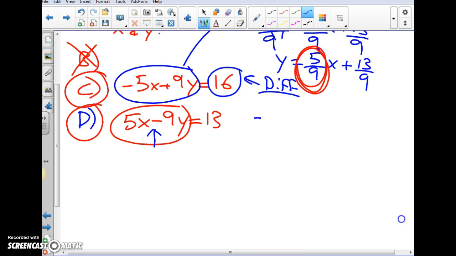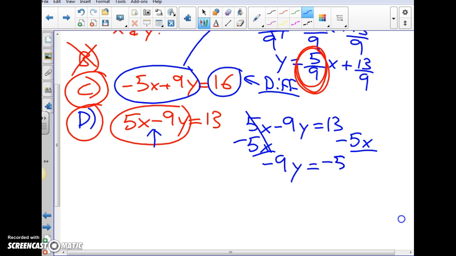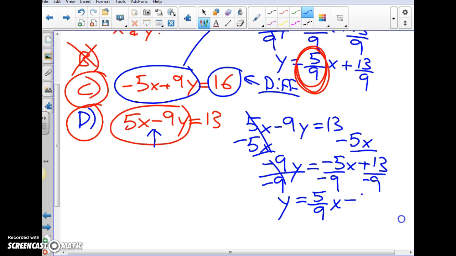Well, let's do it. So I'm going to take 5x minus 9y equal 13. I'm going to move 5x over. Get negative 9y equal negative 5x plus 13. Divide everything by negative 9. And I wind up with y equal 5/9 x minus 13 over 9. Well, how about that? Watch your negatives. If you have the same number here and here, check it out, because there's a possibility that it could be an answer. So C and D are both answers for number 9.